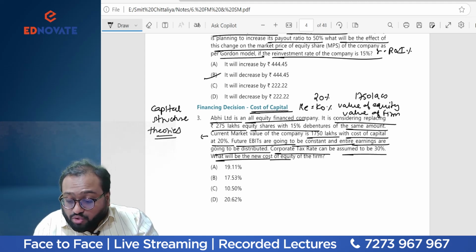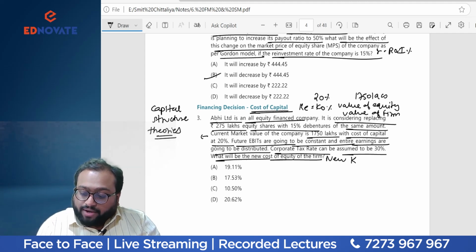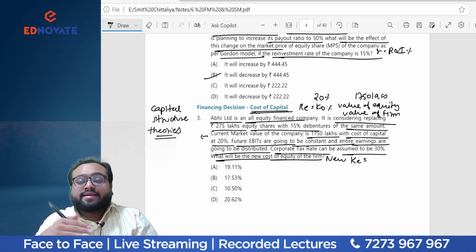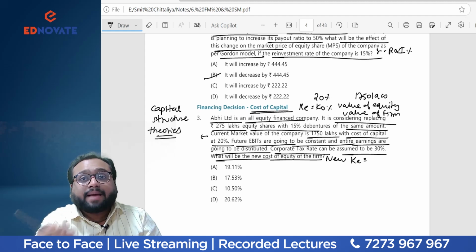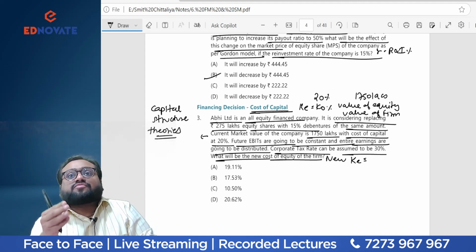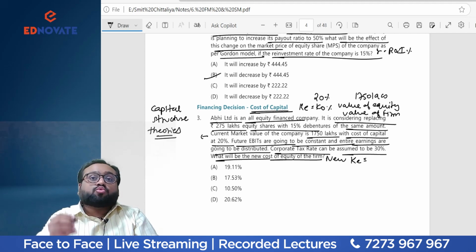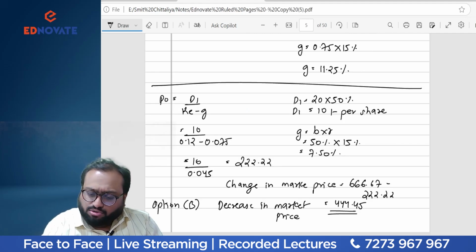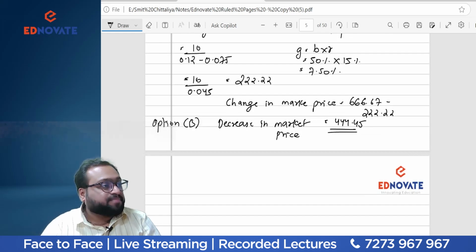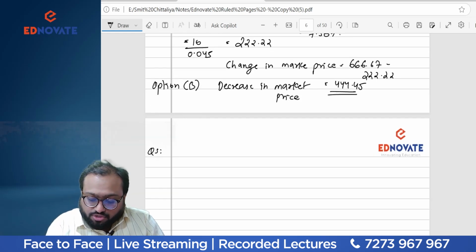What will be the new cost of equity of the firm? I need to find out the new KE. So why new KE? Because we are introducing debt capital to the firm, and we know as the debt capital is introduced, the expectation of equity will definitely increase. So we need to find out the new KE. So how to find out? Just 2 minutes job. Have a look over here. We'll solve very easily. Question number 3.